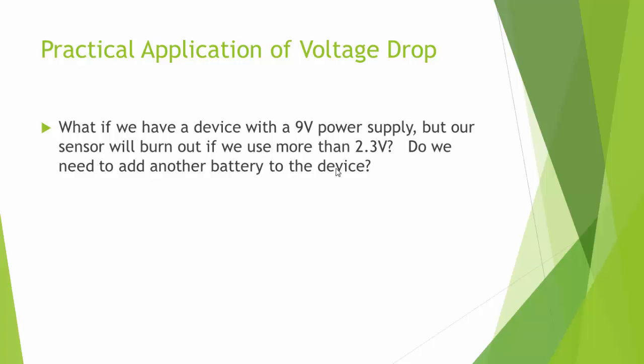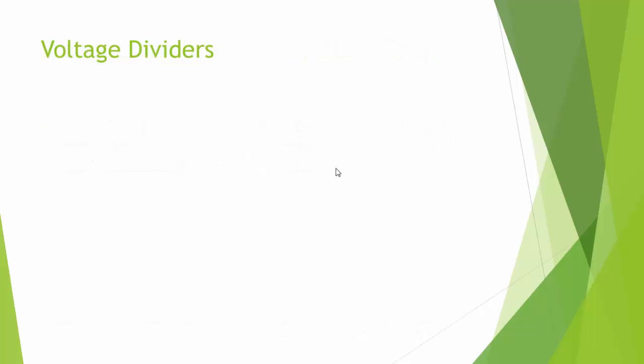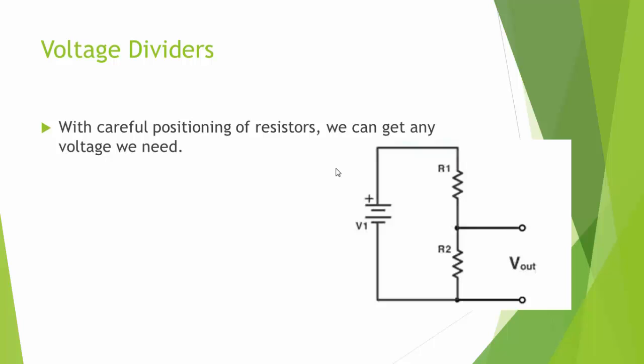We'd be tempted to take another additional battery and add it to the device. It would add weight and complexity to our device. But we don't have to. We can use the voltage drop concept to get this 2.3 volts from a 9-volt battery. So what we do is we carefully position two resistors in series, but pull the voltage from the center of these resistors to power our little device.